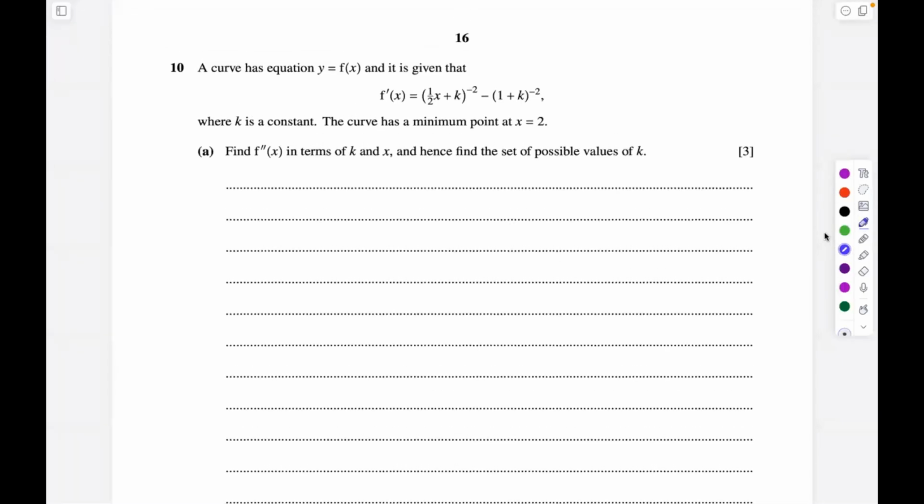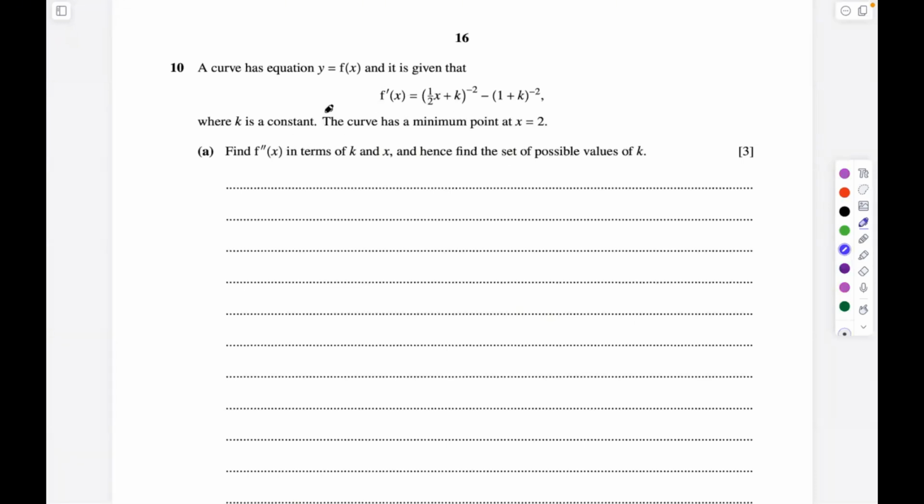In question 10, a curve has equation y equals f of x and it is given that f dash of x is equal to (1 upon 2x plus k) to the power minus 2 minus (1 plus k) to the power minus 2. The curve has a minimum point at x equals 2. We have to find f double dash of x in terms of k and x, and hence find the set of possible values of k.